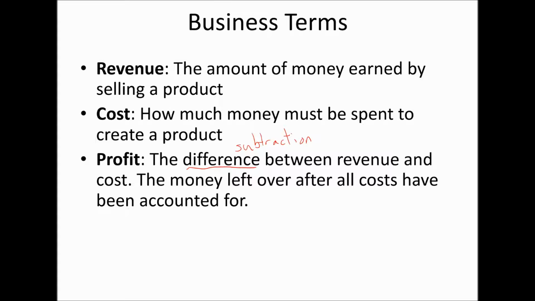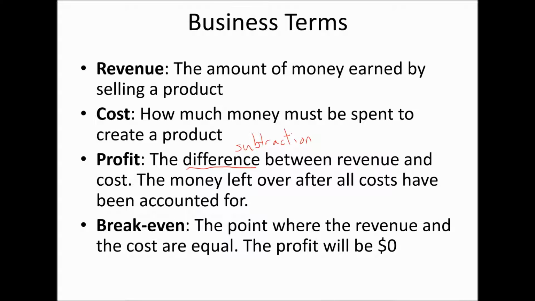One very particular type of profit is called the break-even point. And that's the point where the profit is zero. So the revenue and the cost are equal. At that stage, you haven't made any money, but you also haven't lost any money. And this is a really important point for businesses because they need to know how much product they need to create and/or sell in order to perhaps be profitable or at least to not lose any money.